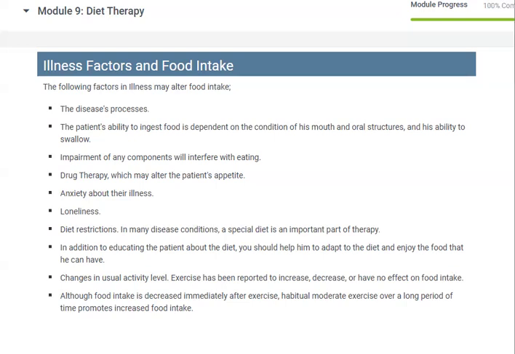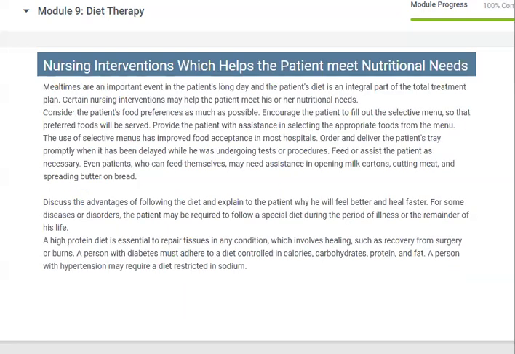Changes in usual activity level. Exercise has been reported to increase, decrease, or have no effect on food intake. Although food intake is decreased immediately after exercise, habitual moderate exercise over a long period of time promotes increased food intake. Nursing interventions which help the patient meet nutritional needs.